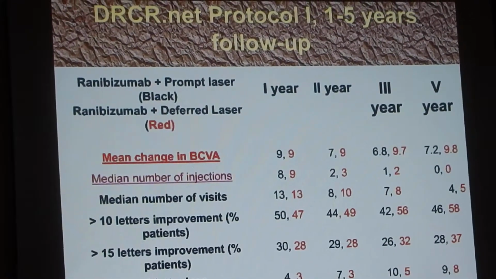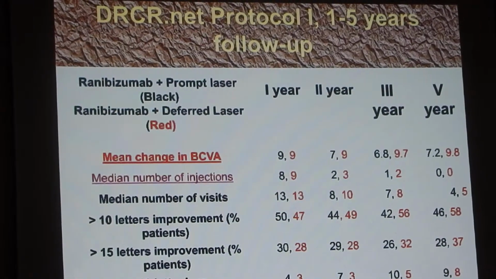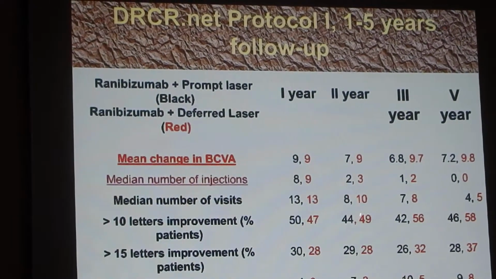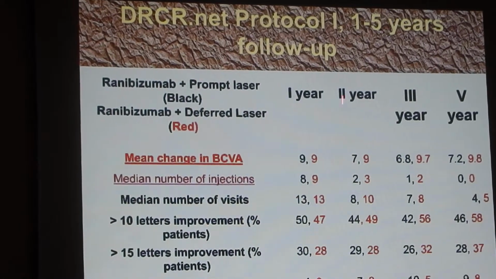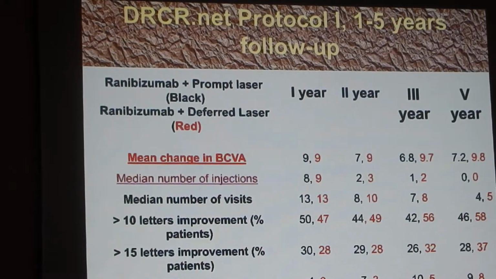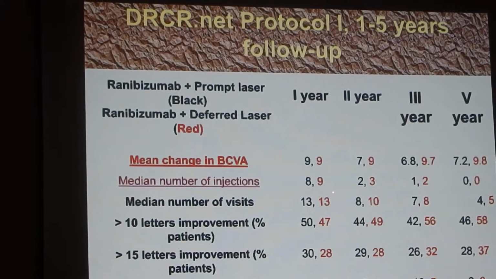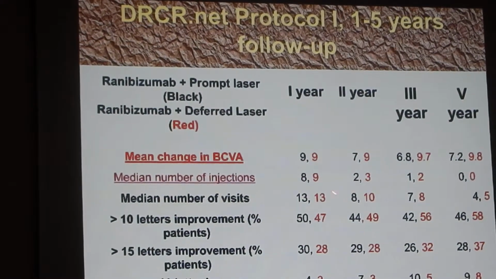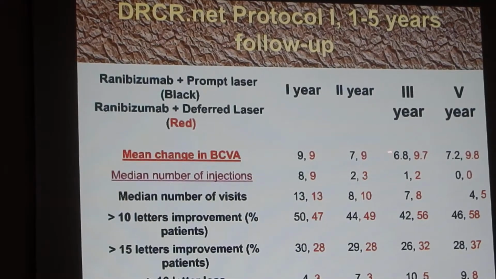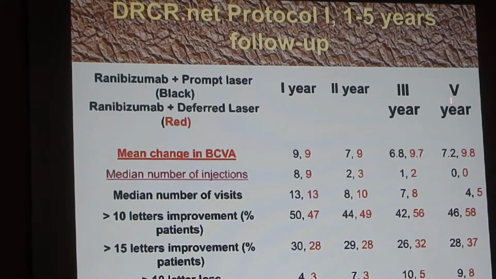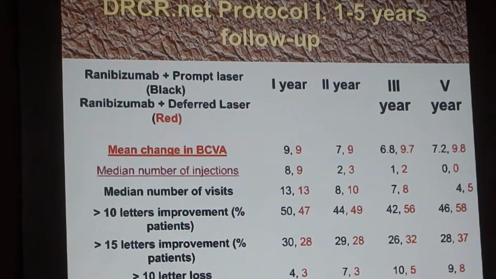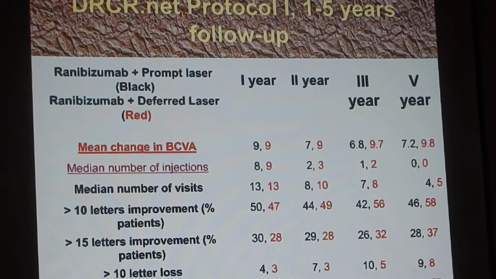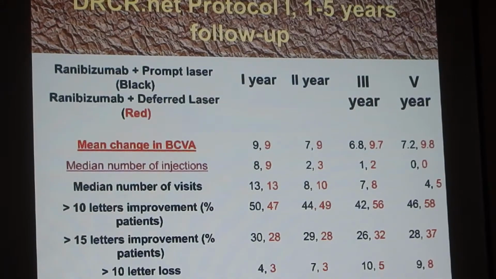Then these are the theories where a particular DRCR.net protocol has been found. They found, instead of going through all these slides, how many injections are required. They have done the studies for diabetic macular edema. In the first year, 8 to 9 injections have been given. In the second year, you require 2 to 3 injections. Third year, 1 to 2 injections. And they found that at the end of the 5 years, you may not require the injections and the disease can be reverted. And that is the conclusion.